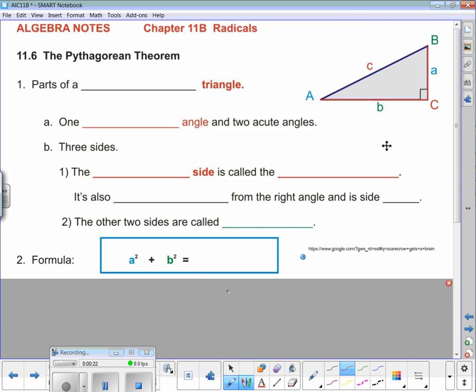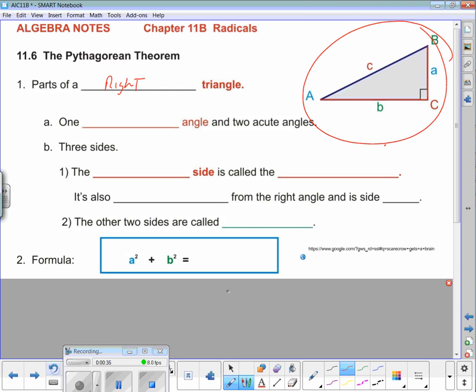Okay, so we've got a right triangle there to the right. And so first off, let's make sure that we understand the parts of a right triangle. A right triangle has one right angle. The Pythagorean theorem is for right triangles, and so it's important that we understand that we have a right triangle.